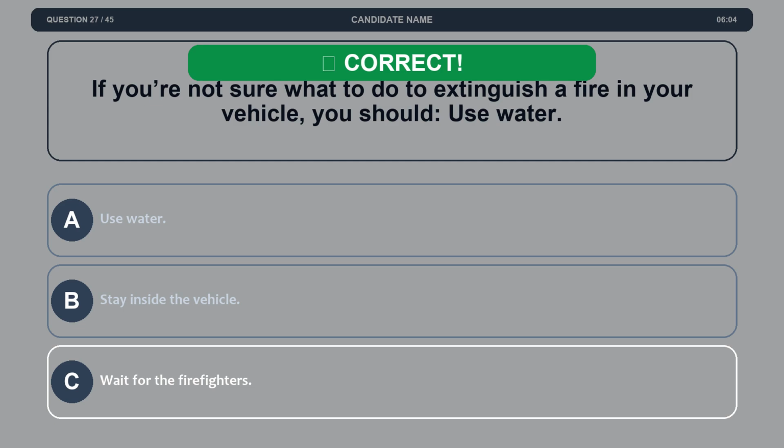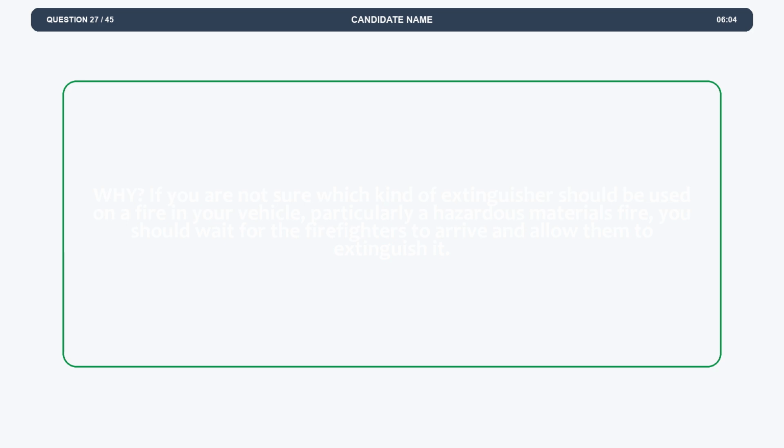The correct answer is option C, wait for the firefighters. Explanation. If you are not sure which kind of extinguisher should be used on a fire in your vehicle, particularly a hazardous materials fire, you should wait for the firefighters to arrive and allow them to extinguish it.